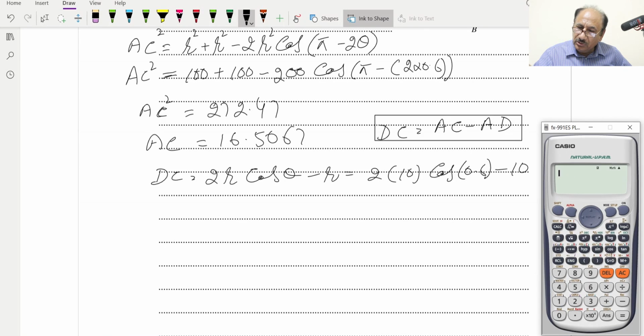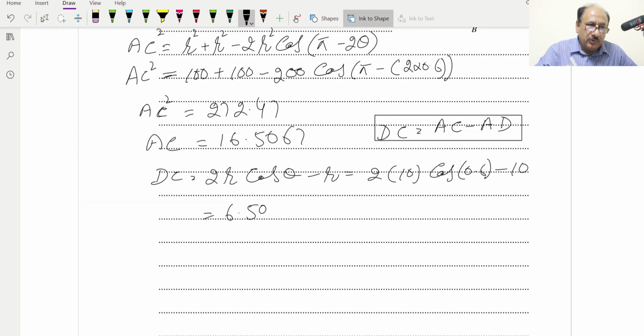This will be 2 into 10, which is 20 cos of 0.6, bracket close, minus 10, and this will result in 6.50. Now we can find the perimeter, since we found all the sides.